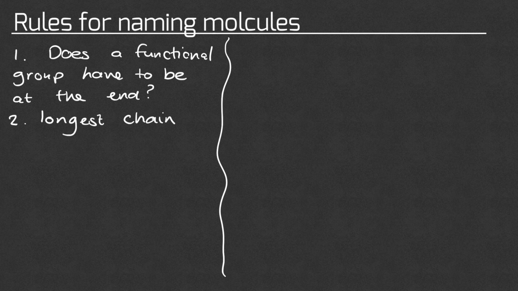You then need to determine what the longest chain is. If we have one of those functional groups which has to be at the end of the molecule, that will be part of the longest chain. So by identifying if there is a group which has to be at the end first, that will tell you where the chain has to start or end. If there isn't a functional group which has to go at the end, you'll have a bit more freedom with where the chain can start or end.